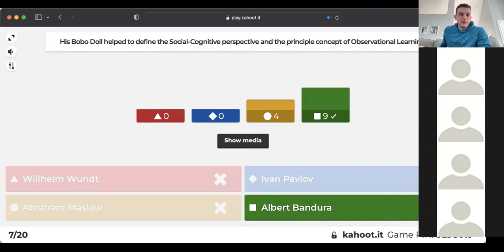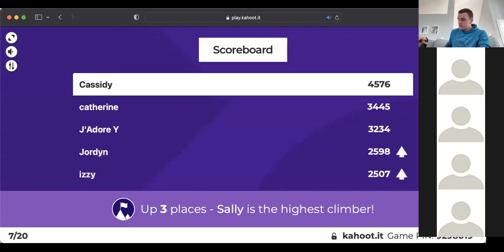That is Albert Bandura. Abraham Maslow is a good guess. Maslow is one of the humanists, so he came up with Maslow's hierarchy of needs. But no, in this case, we're talking about Albert Bandura, Stanford psychologist, one of the most important psychologists of the last 50 years or so.